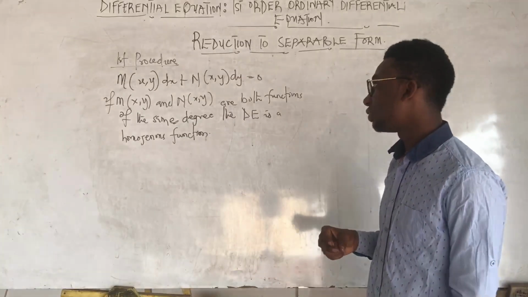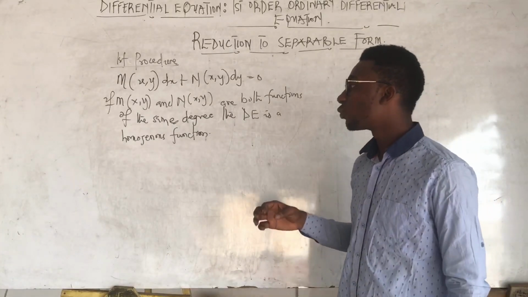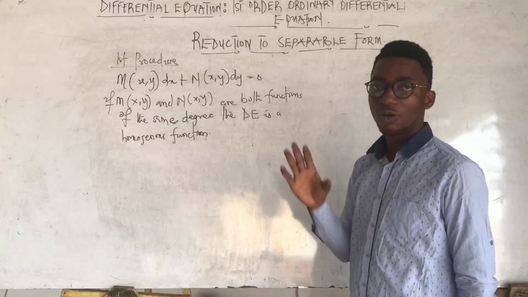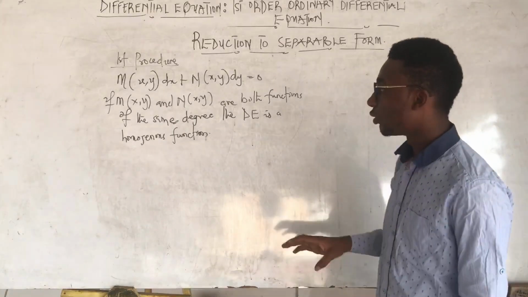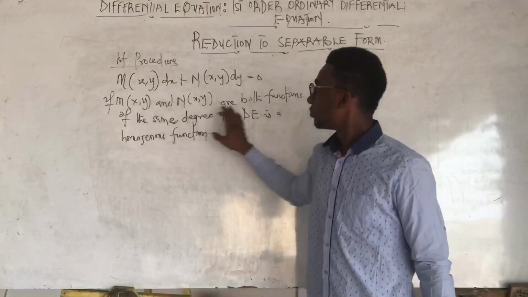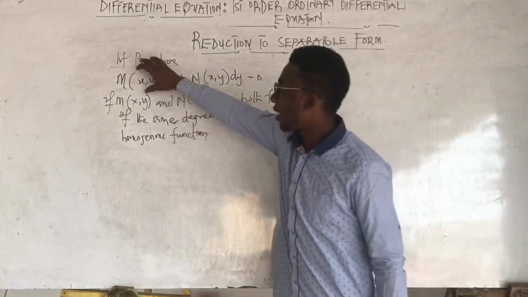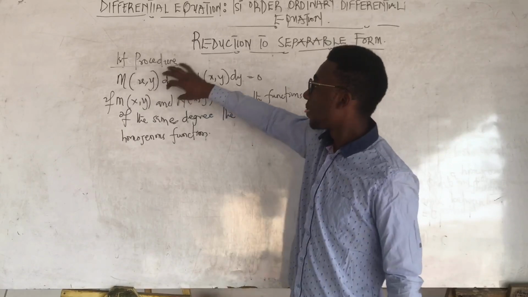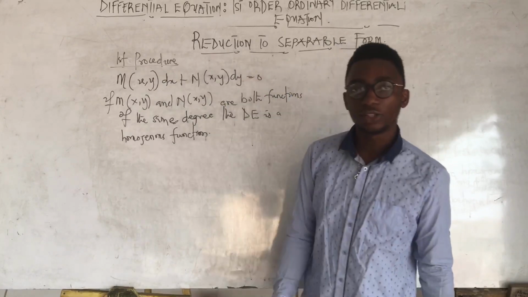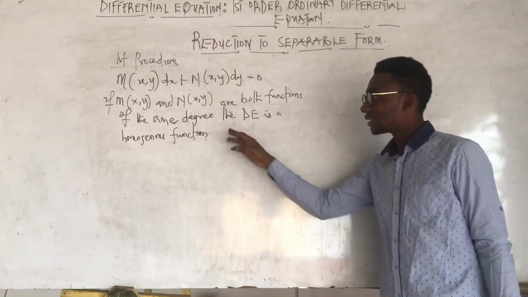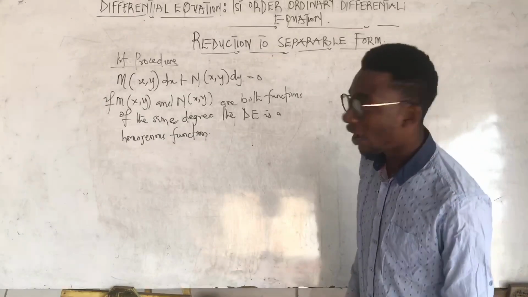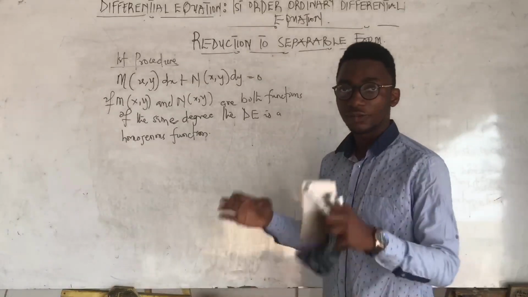Now, in certain instances, we have to first find out whether the function is a homogeneous function. If it's homogeneous, then we are saying that both the functions must have the same degree. So the M of xy and N of xy in the differential equation, both of them must have the same degree to qualify to be a homogeneous function.